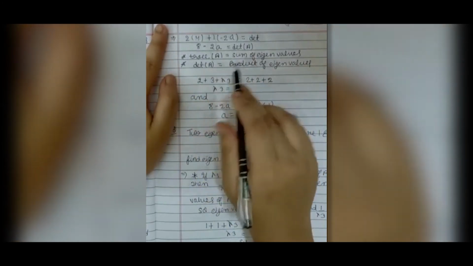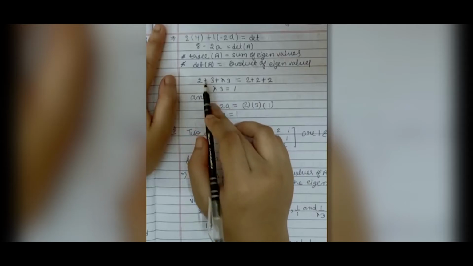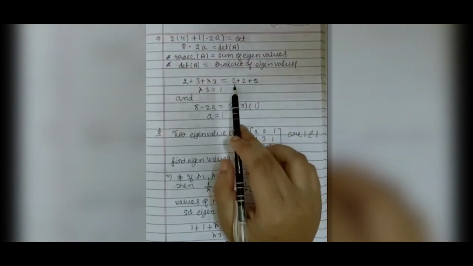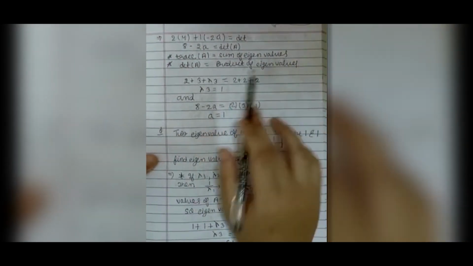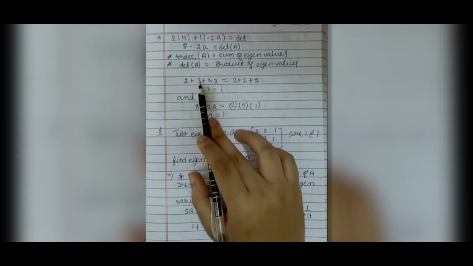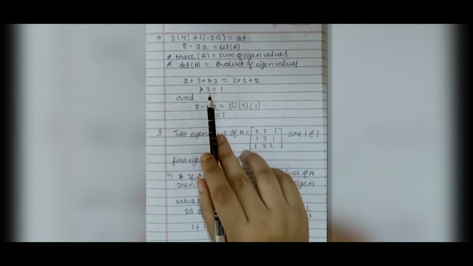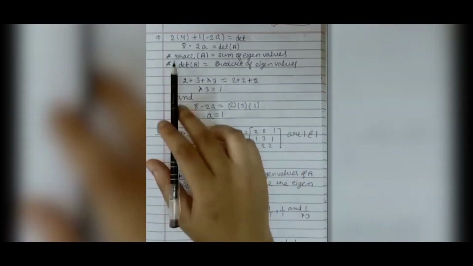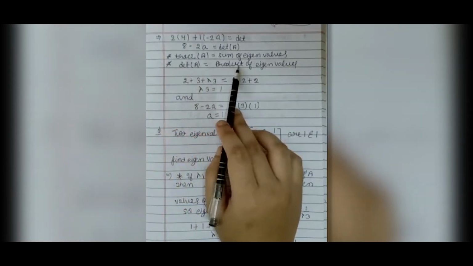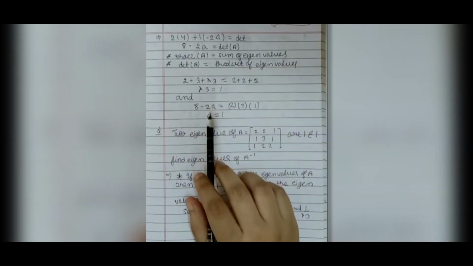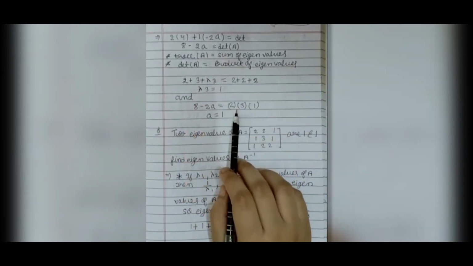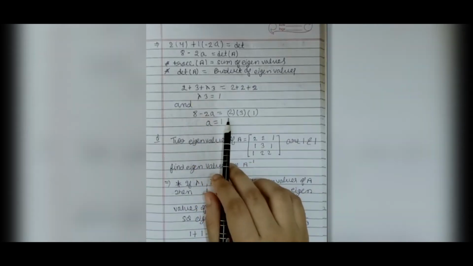Again, trace of A equals sum of eigenvalues, that is, trace you can see is 2 plus 2 plus 2, equals the sum of eigenvalues, where eigenvalues 2 and 3 are given, and let us assume the third eigenvalue be lambda 3. So I get the third eigenvalue as 1. Now apply this formula. Determinant of A equals product of eigenvalues. So determinant is 8 minus 2a and product of eigenvalues is 2. From here you can get the a value, which is 1.